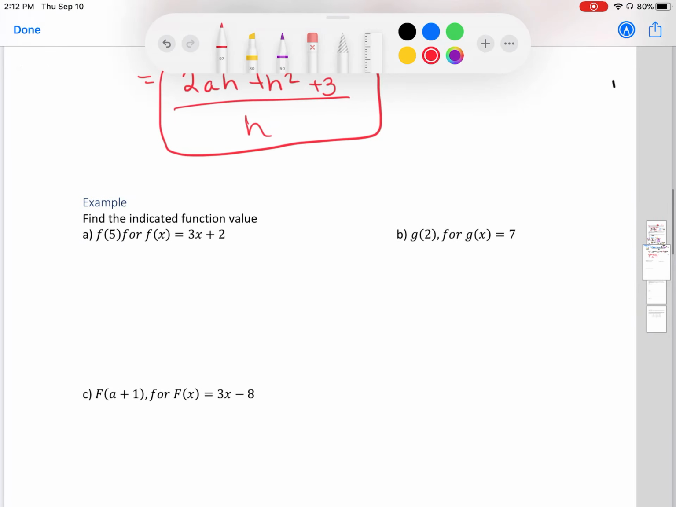Now, the questions we'll see a lot more of are the ones where we're just evaluating a function for a number. So this next example: find the indicated function value. This is telling us to plug in a 5 into our function 3x plus 2. F of 5 is equal to 3x plus 2. Let's plug in a 5 for x. All right, let's clean it up. 3 times 5 is 15, and plus 2 we get 17. So our answer is f of 5 is equal to 17.